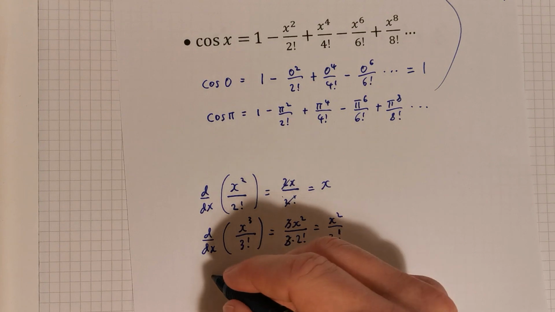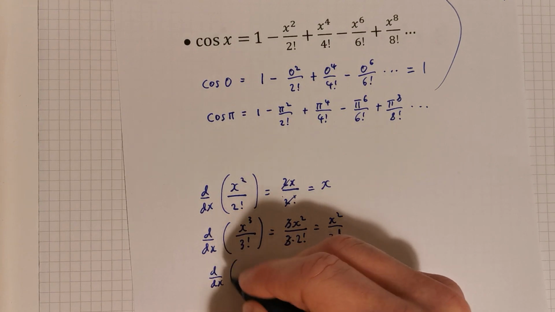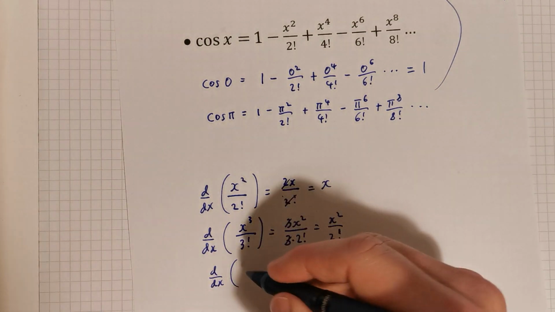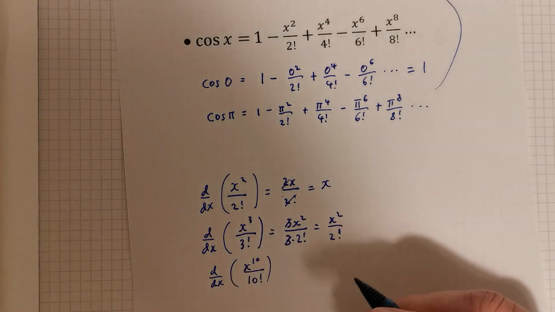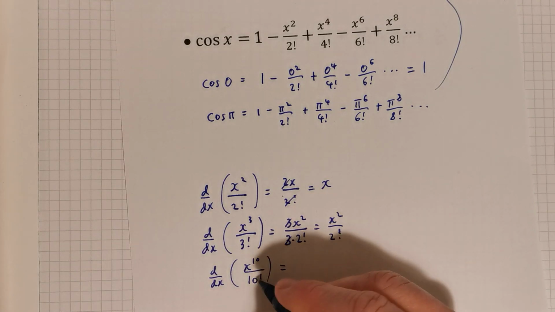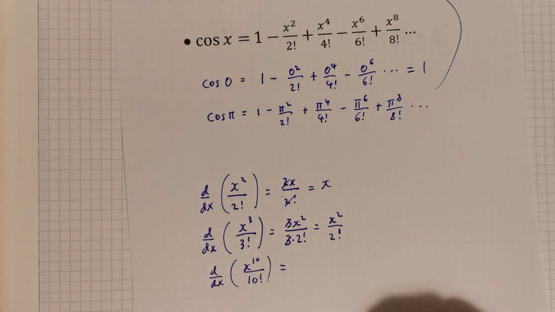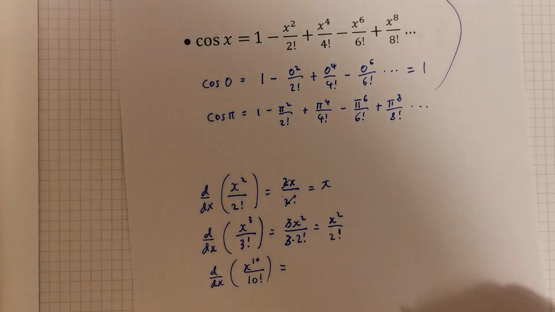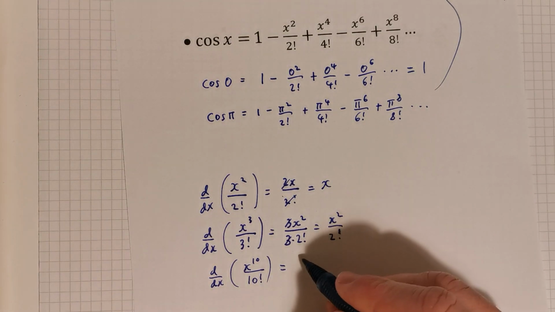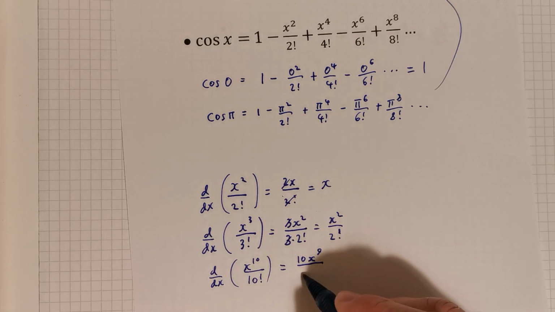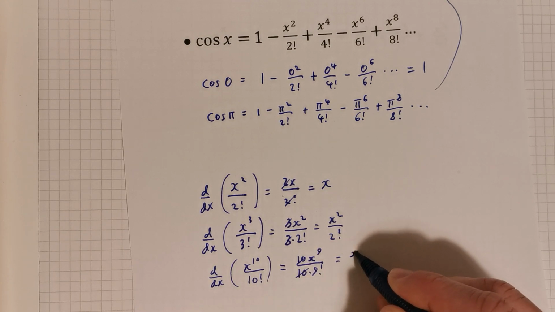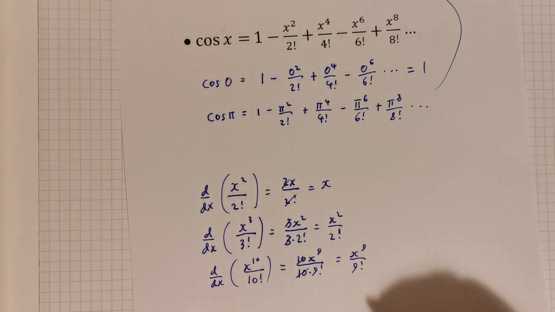Suppose I take the derivative with respect to x of, let's just pick any number, x to the power of 10 over 10 factorial. Again, 10 factorial on the bottom is a constant, so I'm going to factor that out. Just take the derivative of the top part, x to the power of 10. That's going to be 10 times x to the power of 9. And on the bottom, we'll have 10 factorial factored back in. 10 factorial is just 10 by 9 factorial. The 10s will cancel. So we get x to the power of 9 over 9 factorial.